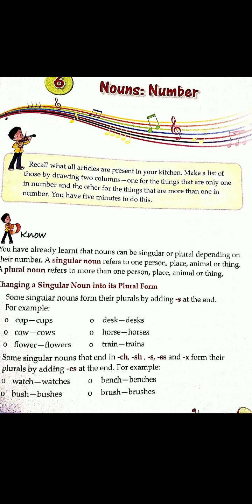Some singular nouns that end in ch, sh, s, double s and x form their plural by adding es at the end. If we have an ending alphabet like this, we have to add es. Watch, see. The last two alphabets are ch. So we have to add es at the end and watch becomes watches. Bush becomes bushes. Bench, benches. Brush, brushes.